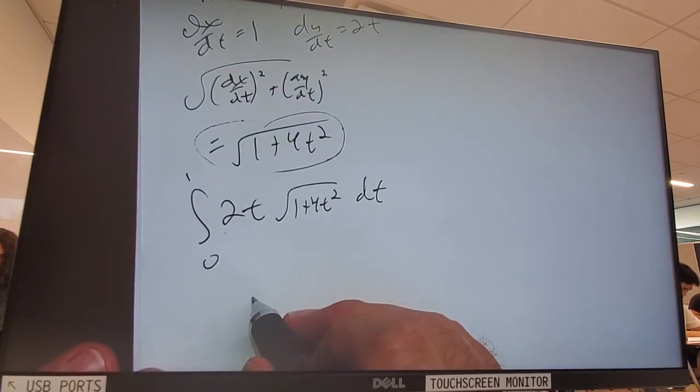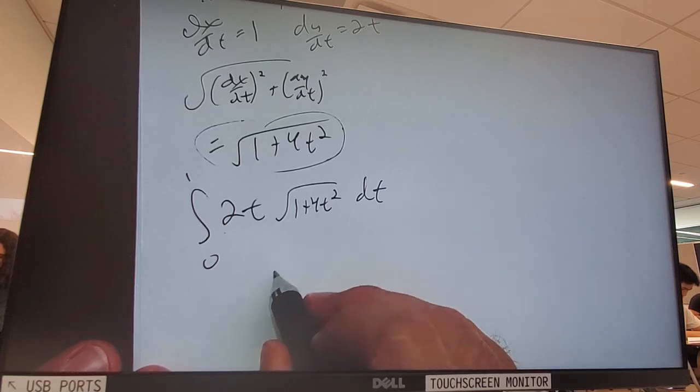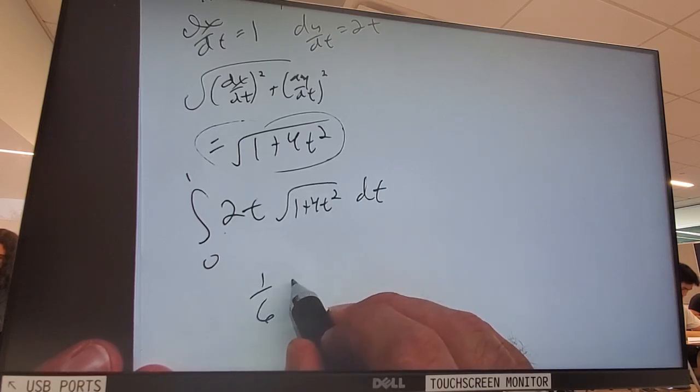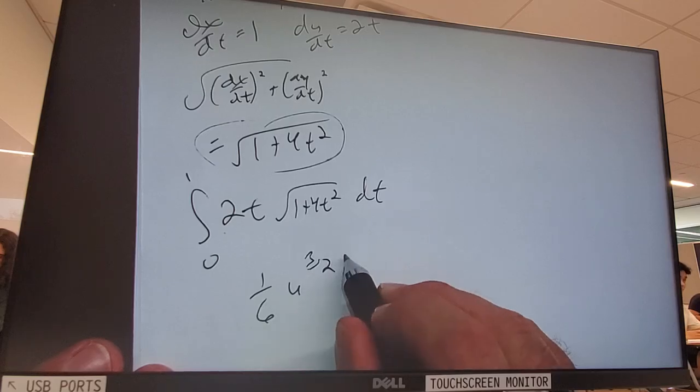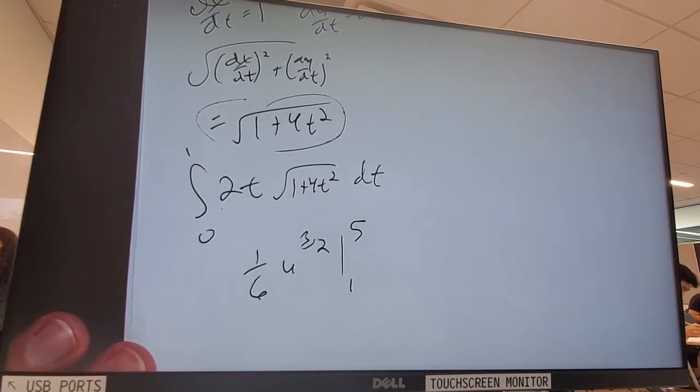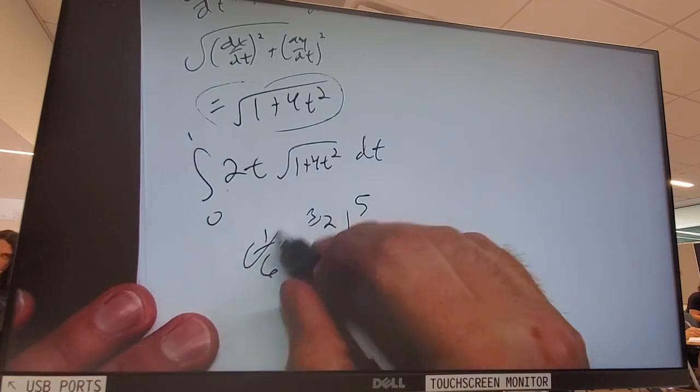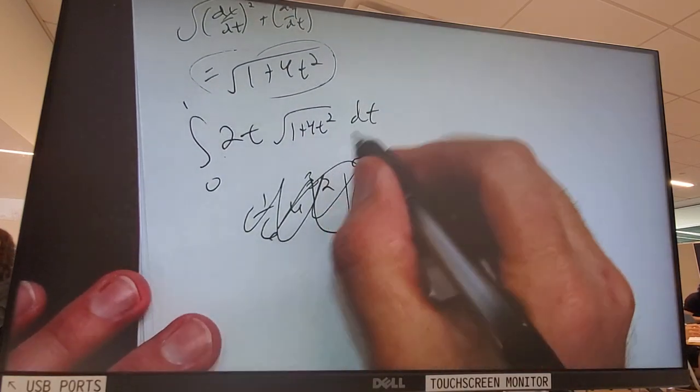So let's see what you should end up with. You should end up with something kind of gross. I think 1/6 u to the 3/2 from 1 to 5. So u is 1 plus 4t squared, du is 8t. You need to put a 1/4 out front to make it become 8 inside. Then you get the square root of u. You guys want to see all those steps? Yes? Okay, got to show the steps.